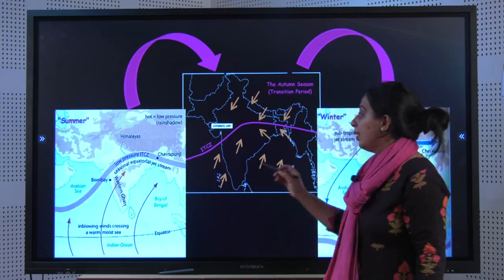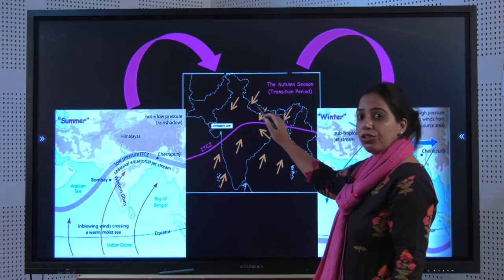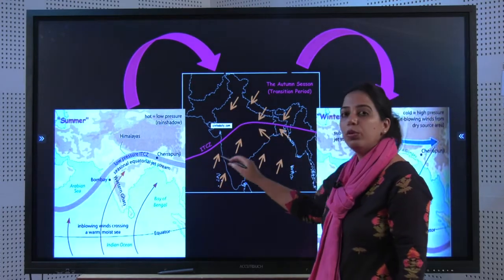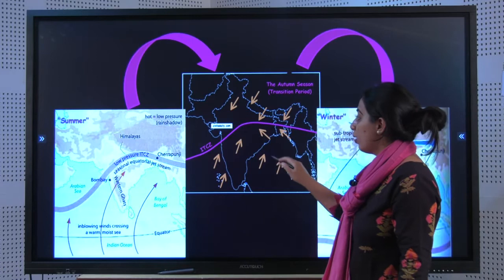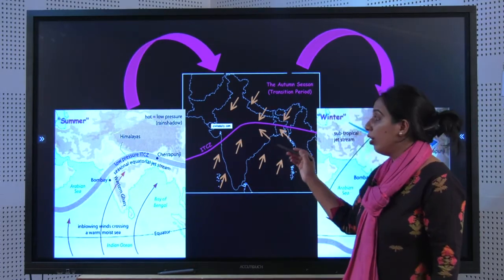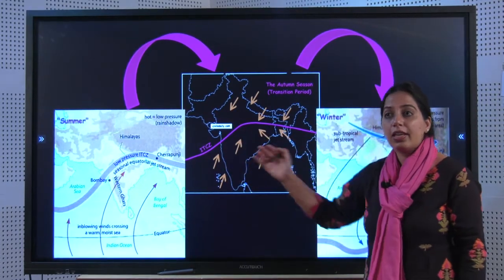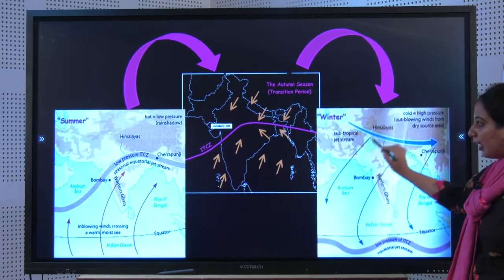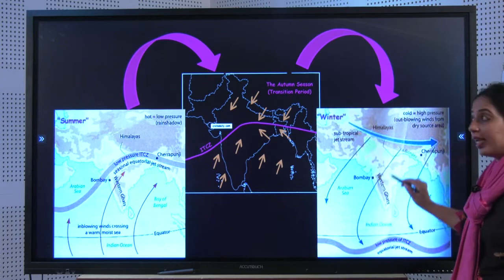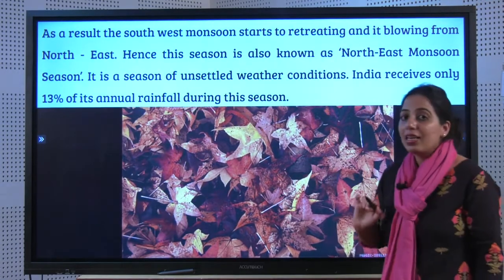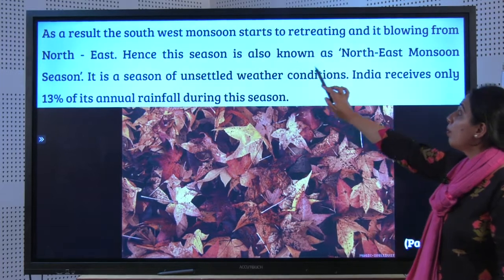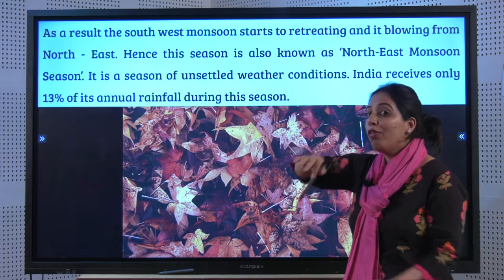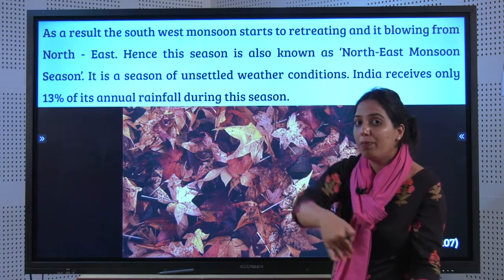As a result, the southwest monsoon has reached Assam, Meghalaya, the Himalayas, but there is no more low pressure there. There is low pressure over the Bay of Bengal. So now it starts retreating or turning back. When it comes back, it blows this way. As a result, the southwest monsoon starts to retreat and it's blowing from the northeast, from the northeast part of India, back.